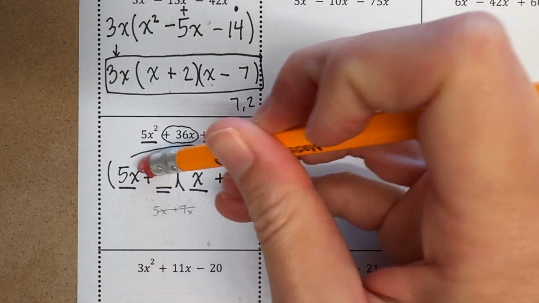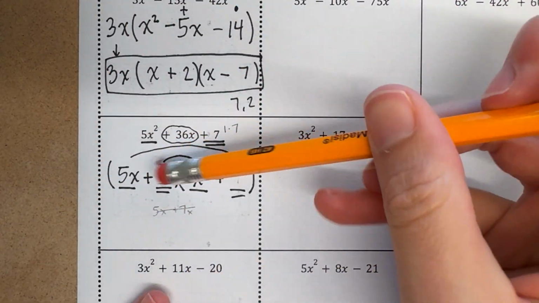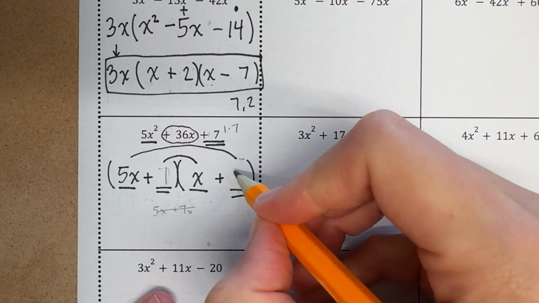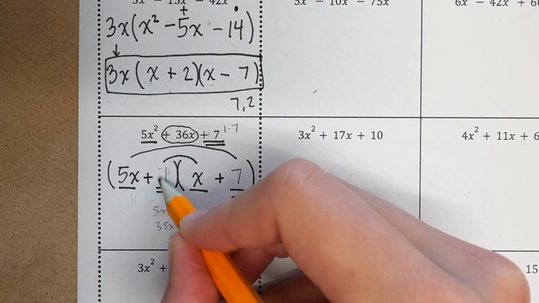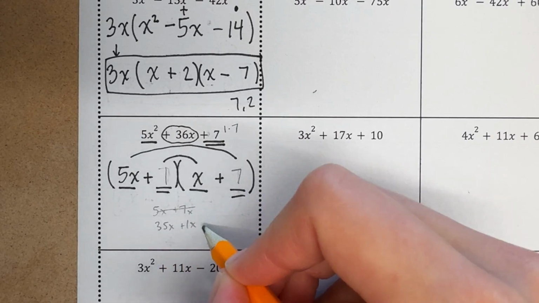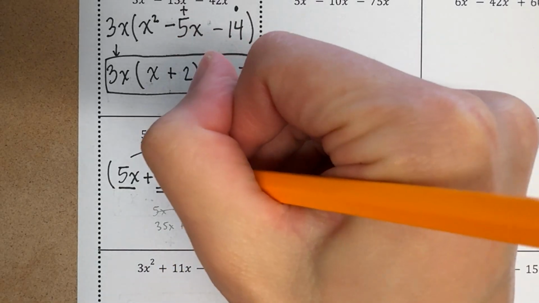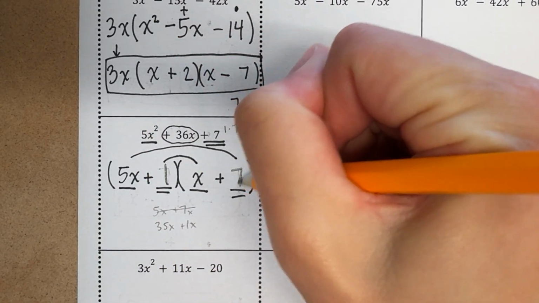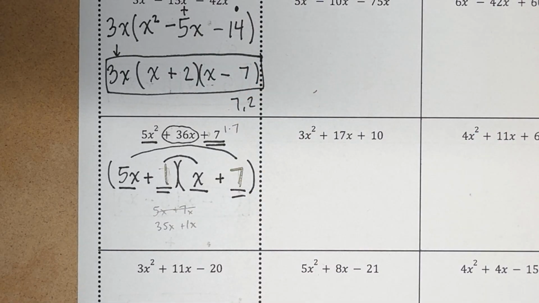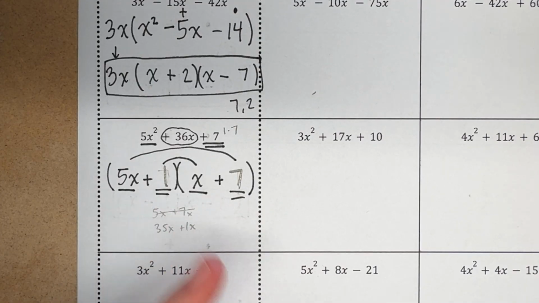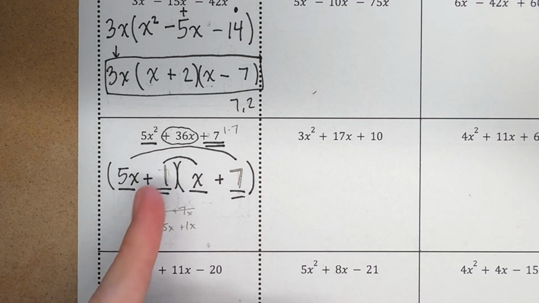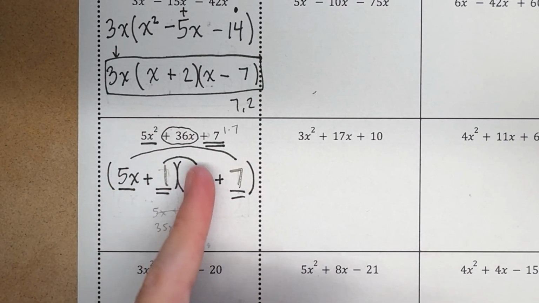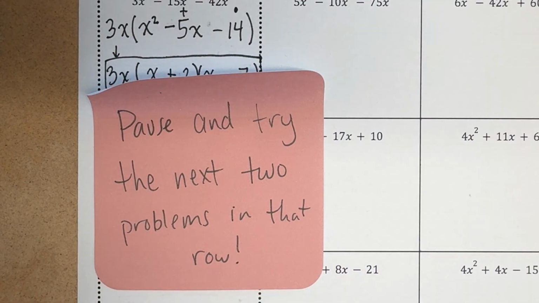Let's try switching them. 5x times 7, that's 35x, and 1 times x, that's plus 1x, and hey, that does equal 36. So this is the correct answer, and I'm going to just go ahead and darken it in my pencil. Okay, this is a little bit harder, but remember, it's predictable. This times this equals this. This times this equals this, and the way I get that middle number is the outsides and the insides. Go ahead and try those next 2 problems.